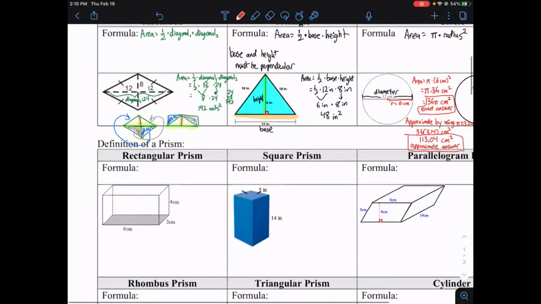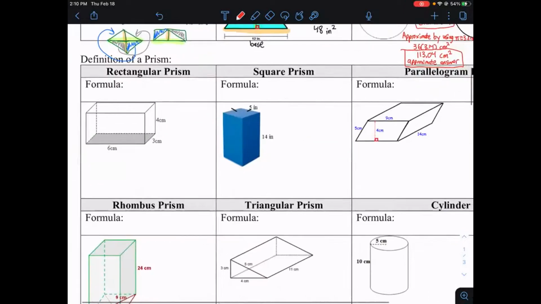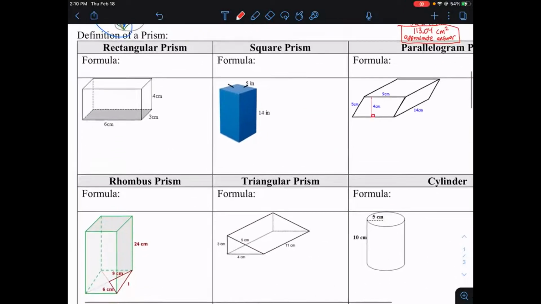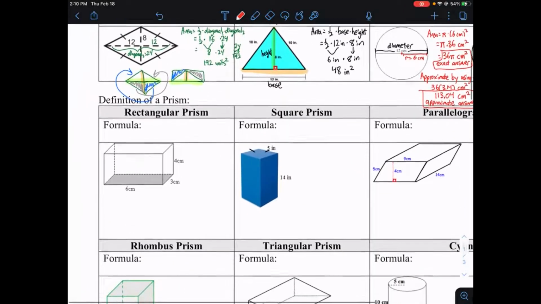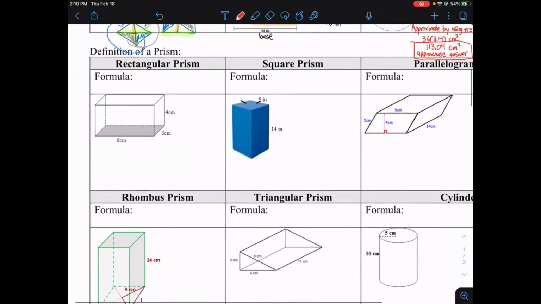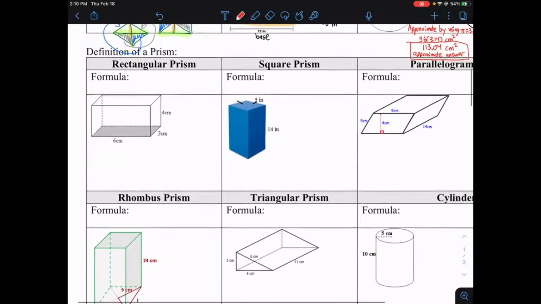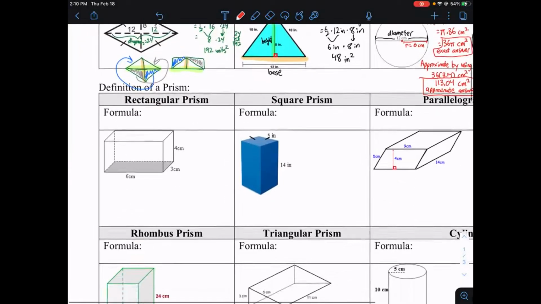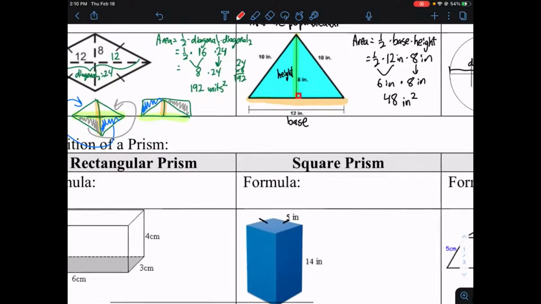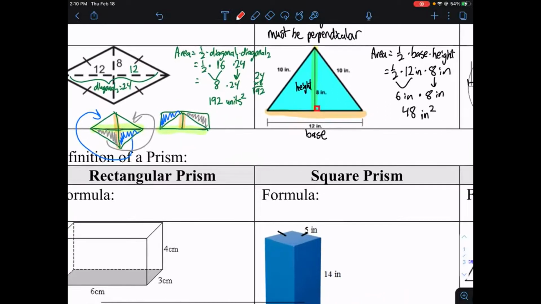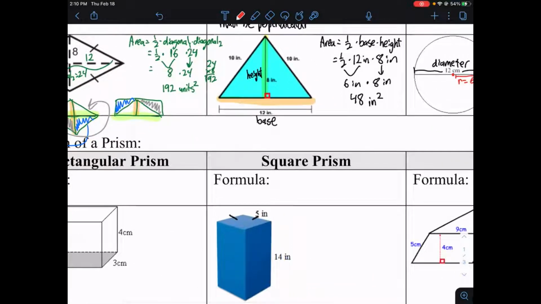Okay, so next we are going to look at a group of shapes called prisms. Notice these are all 3-dimensional shapes. They would have volume, not area. So what makes these prisms? A prism has 2 identical faces.